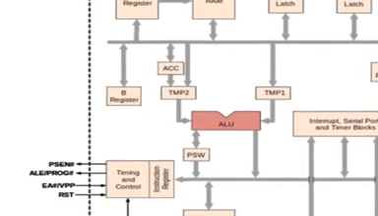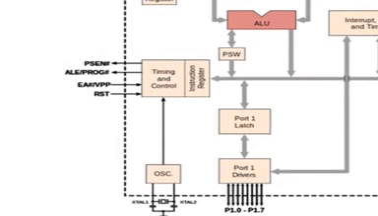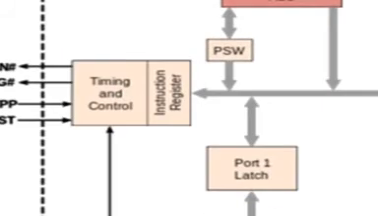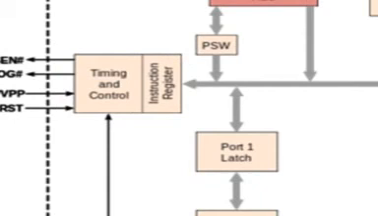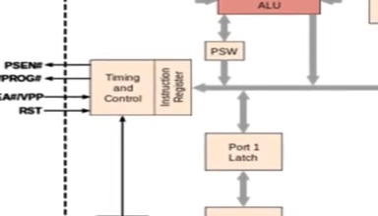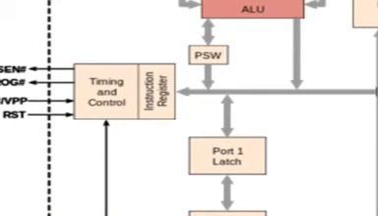This timing and control unit synchronizes all the operations with the clock and generates the control signals for proper functioning. And here you also have the instruction register. This is also an 8-bit register. Whenever an instruction is fetched from memory, it is loaded into this instruction register. Then it holds the instruction which is to be decoded.